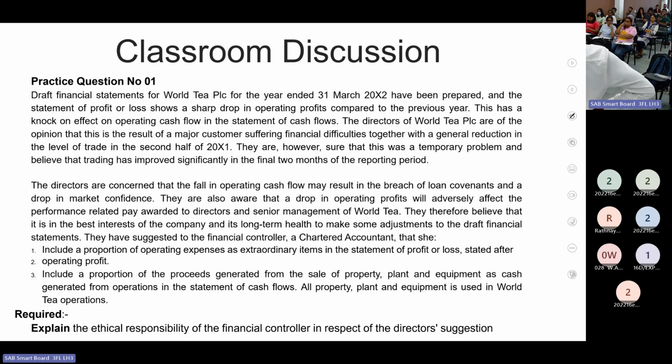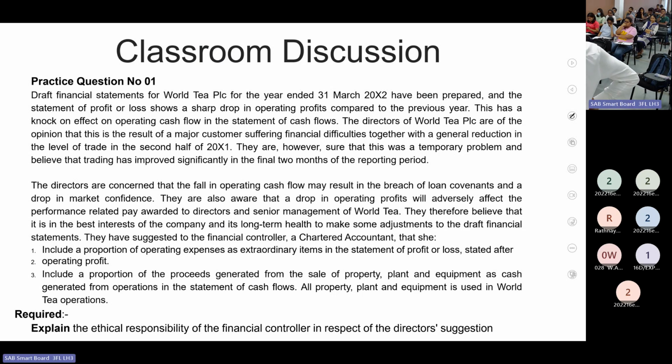So in the first paragraph, they have given the background of the company, right? So what they are doing now and what kind of situation they are in. In the second paragraph, the directors are concerned that the fall in operating cash flows may result in the breach of loan covenant and a drop in market confidence. They are also aware that a drop in operating profit will adversely affect the performance-related pay awarded to directors and senior management of World Tea. They therefore believe that it is in the best interest of the company and its long-term health to make some adjustments to the draft financial statements.